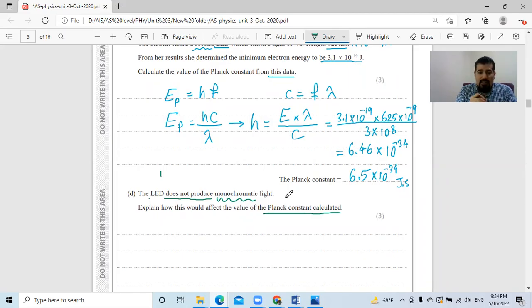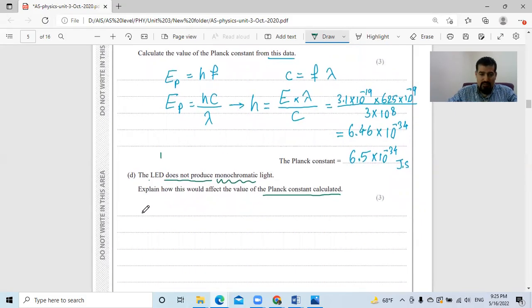Now, again, they said that the LED does not produce a monochromatic light. Explain how this will affect the value of the Planck constant that we calculated. That means we have a problem with the wavelength or with the frequency. There is a range of the wavelength here. So that range gives me uncertainty in calculating this value. Whenever the wavelength is longer, the frequency will be less. That means the Planck constant will be higher to get to the same energy. That means the Planck constant that we calculated has a range of possible values, that we don't have a certain value. Good.